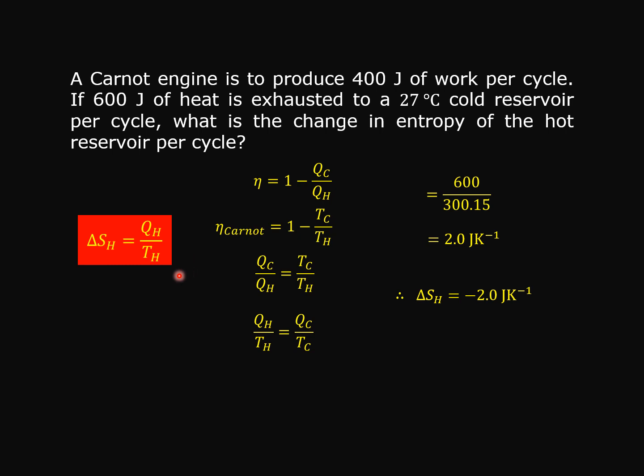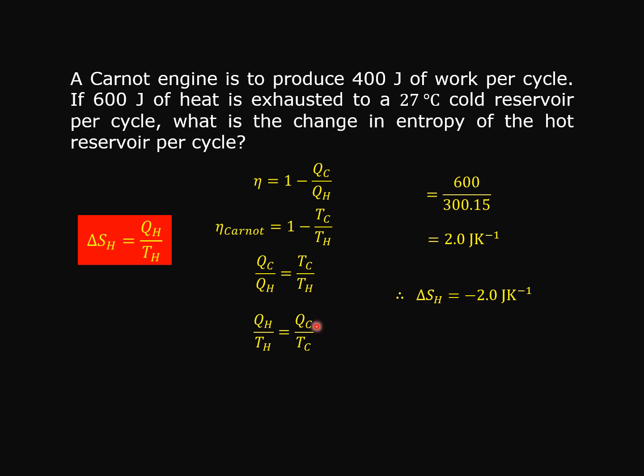But for the hot reservoir, the change of the entropy is equal to QH over TH, where the QH is the heat released by the hot reservoir. Therefore, for delta S, the entropy change for the hot reservoir, we should take the 2.0 joule per Kelvin, and in front of it we should put a negative sign. Because the heat flows from the hot reservoir into the substance of the Carnot engine, the entropy in the hot reservoir is reducing. That is why we need to put a negative sign.